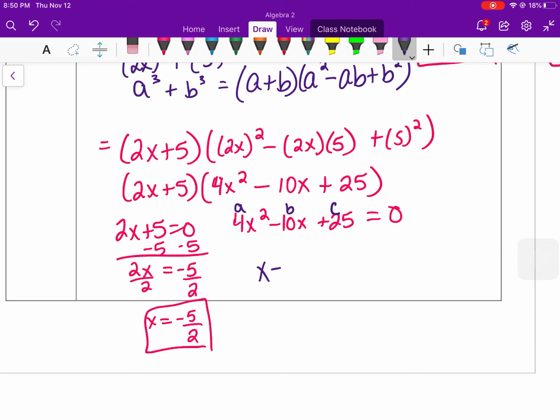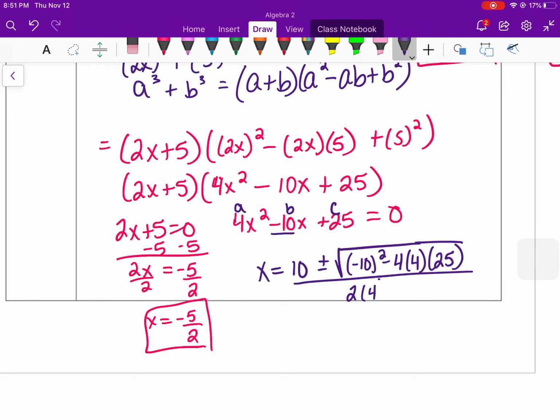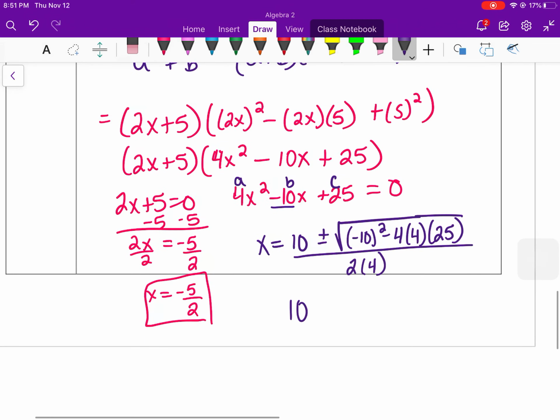So it's x equals negative b, so it'd be negative 10, so positive 10, plus or minus the square root. B squared would be negative 10 squared minus 4 times a, which is 4, times c, which is 25. All over 2 times 4. So that's going to be 10 plus or minus the square root. 10 squared is 100, and negative 4 times 25 is 100, times negative 4 would be negative 400, all over 8.